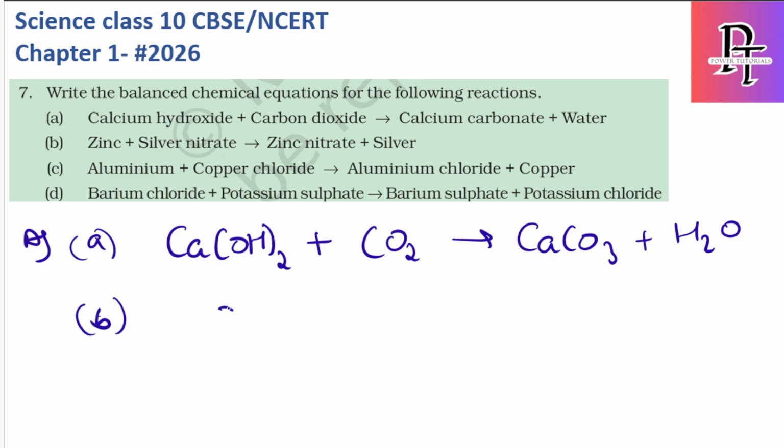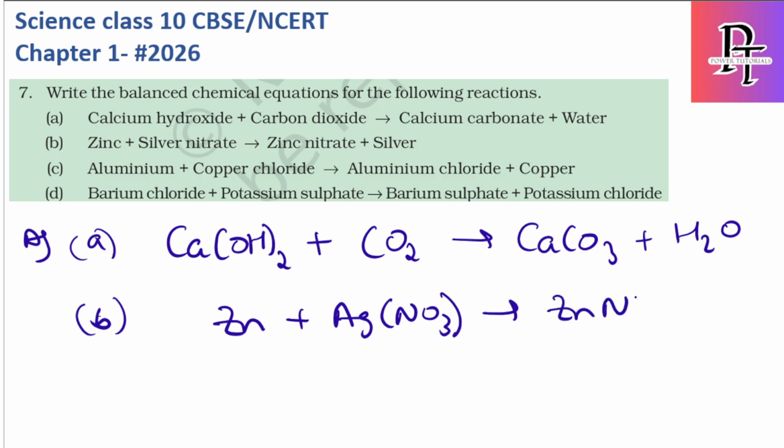Zinc plus silver nitrate, which is AgNO3, gives rise to zinc nitrate plus silver, which is Ag. So zinc valence is 2, so this should be 2 here. Okay, let's balance this. Nitrate 2 here, so silver is 2. Okay, let's keep 2 here. Yes, this is a balanced chemical equation.